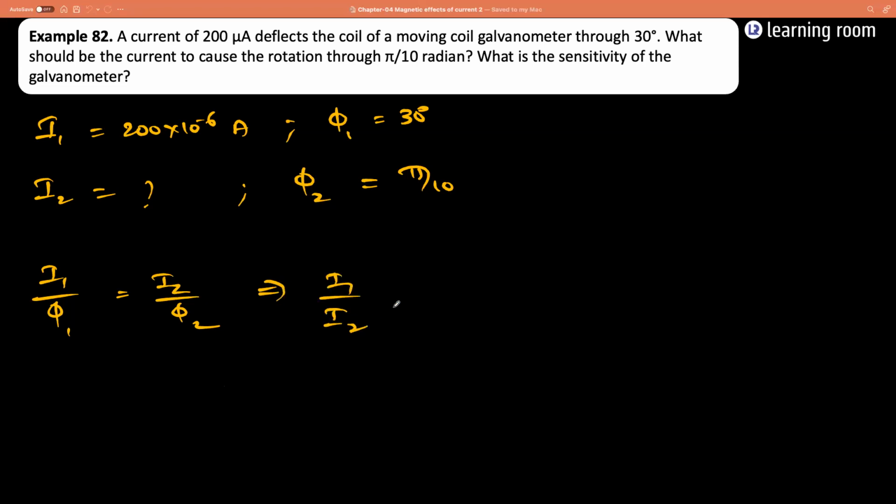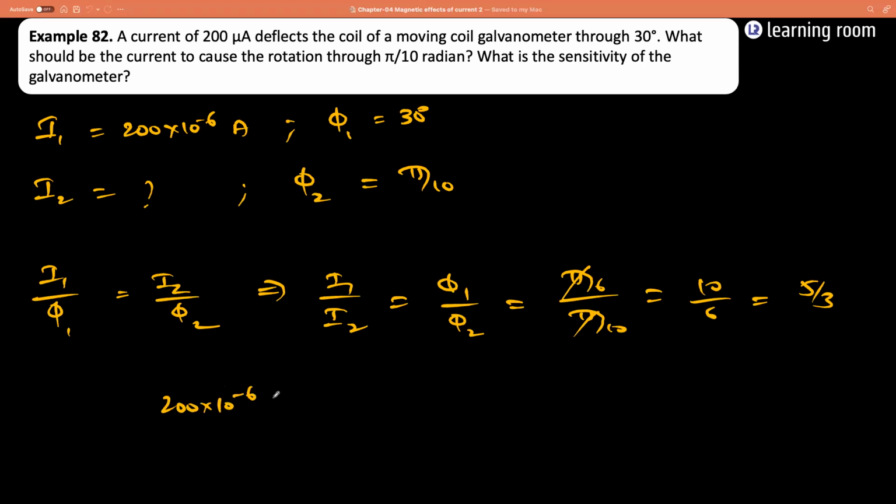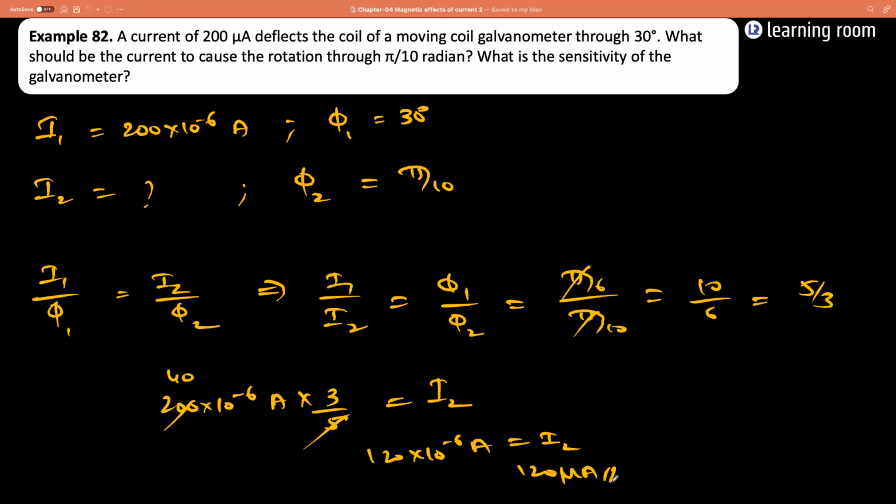which implies I1 by I2 is equal to phi1 by phi2. So phi1 is in terms of 30, so it is pi by 6 divided by pi by 10. Cancel both. It is going to be 10 divided by 6, or 5 by 3. So I1 is 200 into 10 power minus 6 ampere into 3 divided by 5 will be equal to the value of I2. So how much will it be? It's going to be 40. So 120 into 10 power minus 6 ampere will be I2, or 120 microampere will be I2.